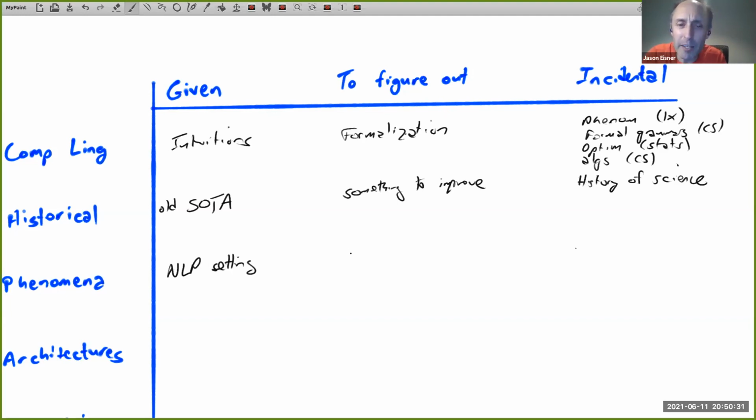And here's what you challenge the class to figure out. This is your mission as a class together: how to set up the task to make it machine learning friendly. But now you're not trying to formalize it as competence or performance. You're trying to formalize it as a task.